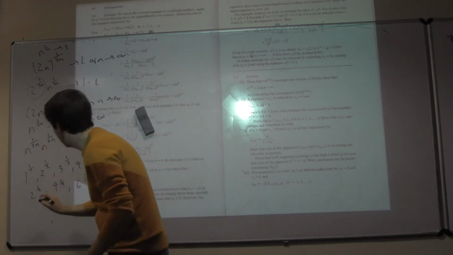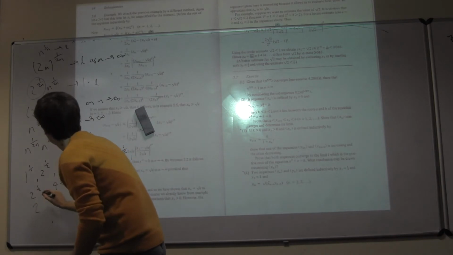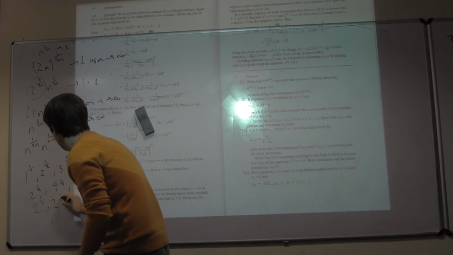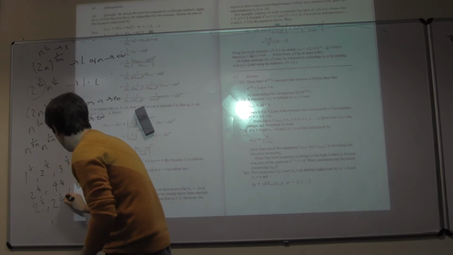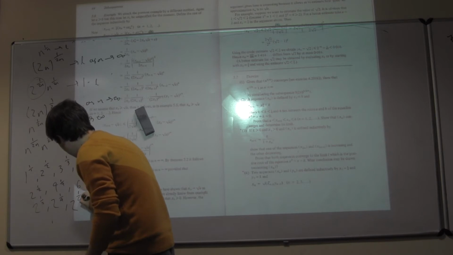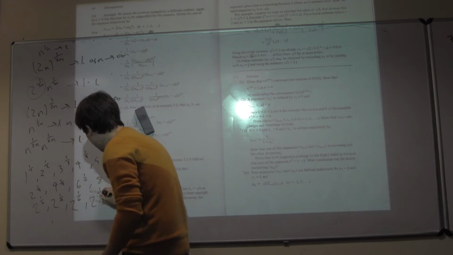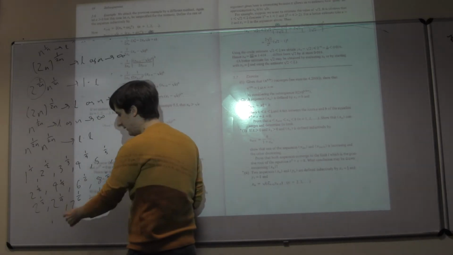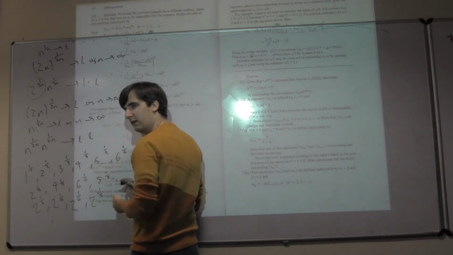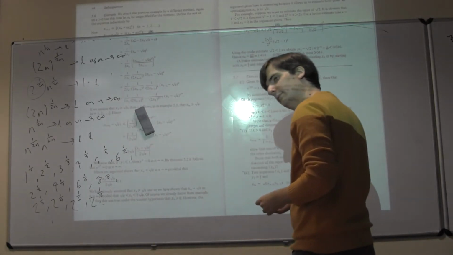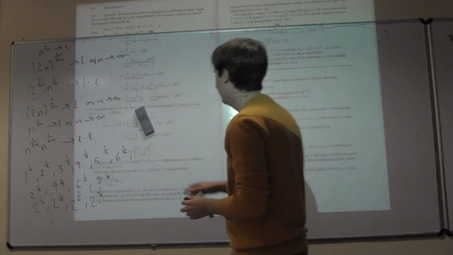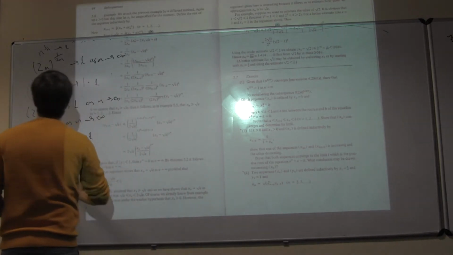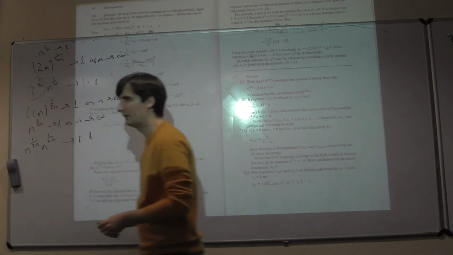But this thing is 2 to the power of 1 over 2, 2 to the power of 1 over 4, 2 to the power of 1 over 6, 2 to the power of 1 over 8. These terms aren't in this sequence, so this isn't a subsequence of that. Okay, I see. So we don't bother about that.